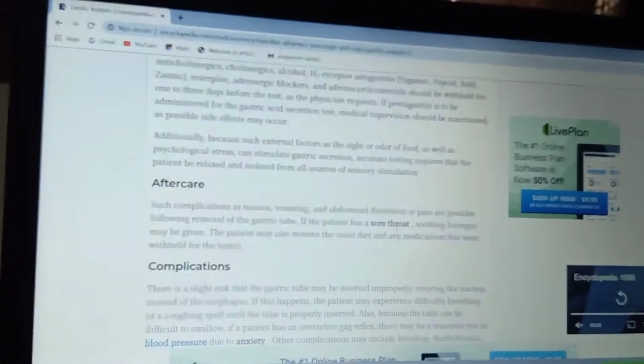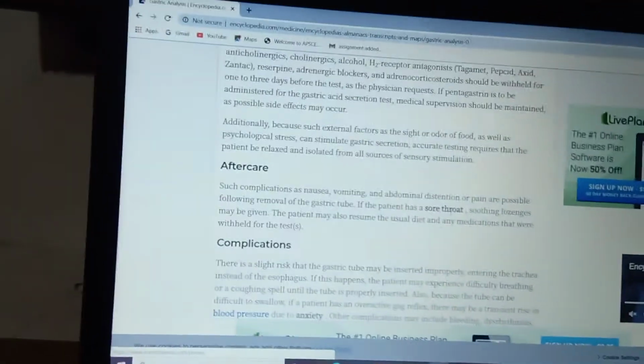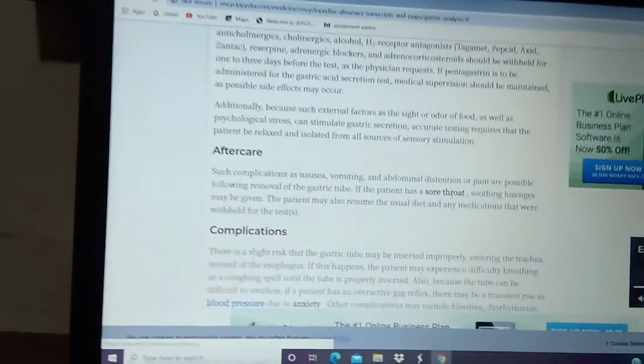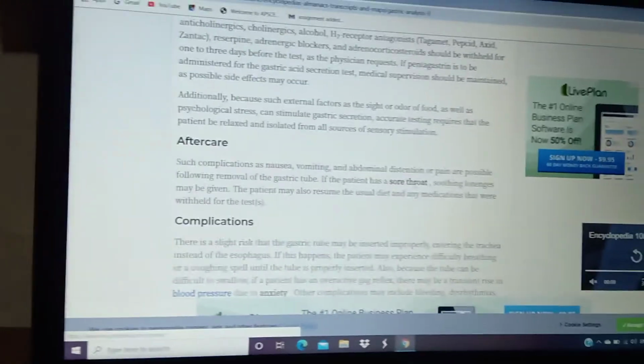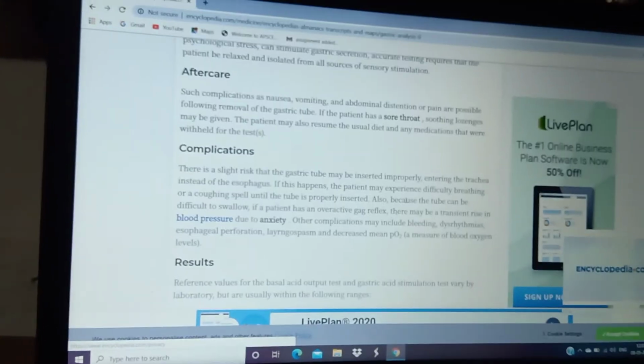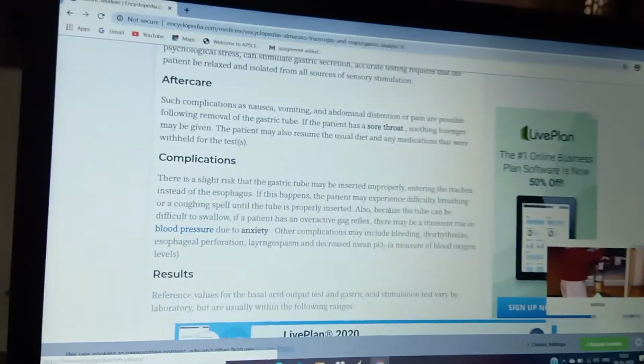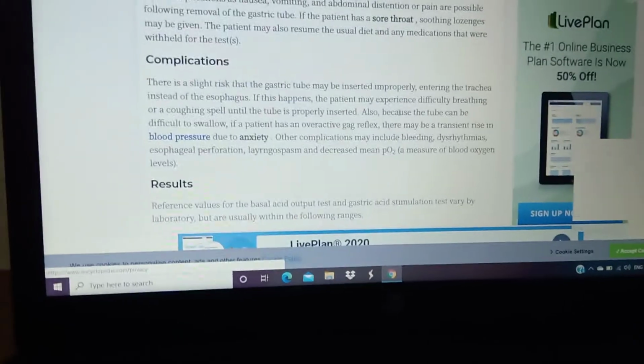So what they are saying is that if any irritation is there over the throat, to soften the throat they give some liquids. Some medications also you can give, if the patient is still more irritated. And what complications are there? Mostly only two: blood pressure, due to anxiety levels. Due to anxiety, the blood pressure will increase; that is the main cause.